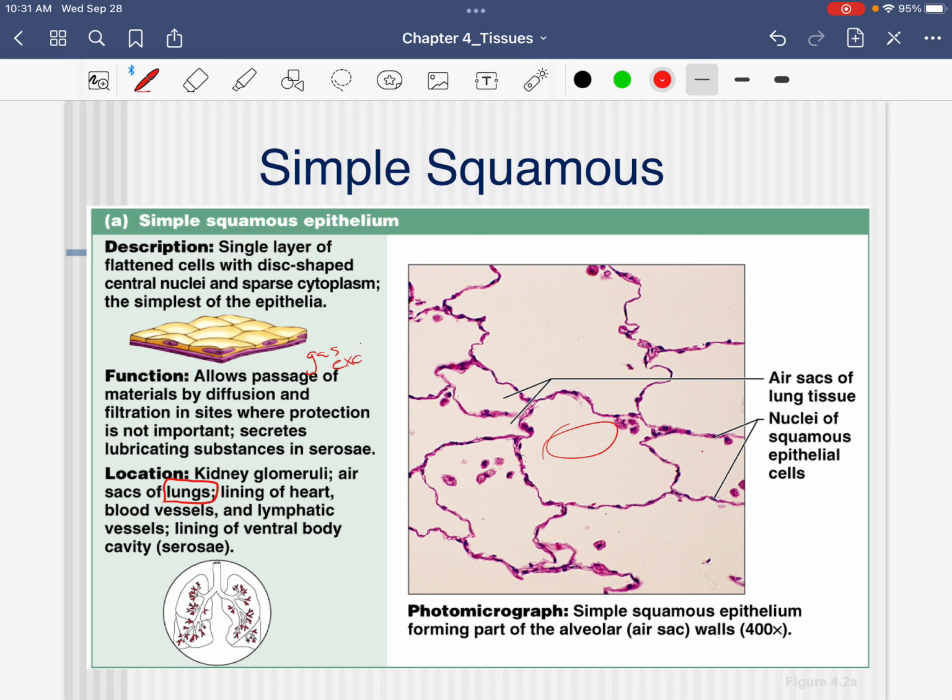Because it makes sense. In the alveoli of the lungs, the air sacs, this is where we're going to move gases into and out of the bloodstream, and it will be diffused through simple squamous epithelial tissue.